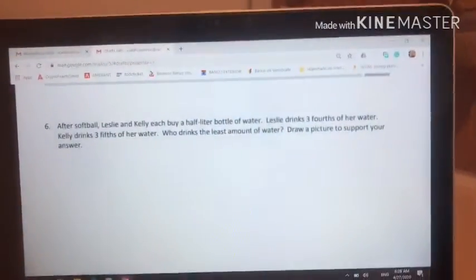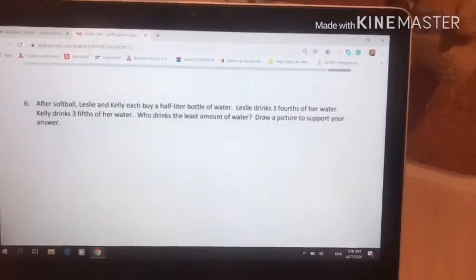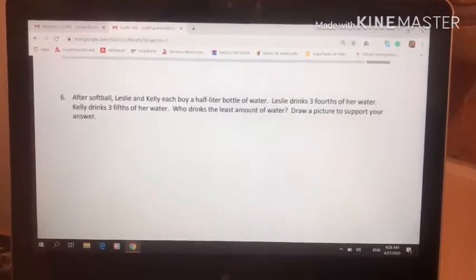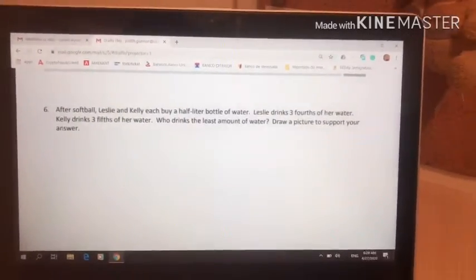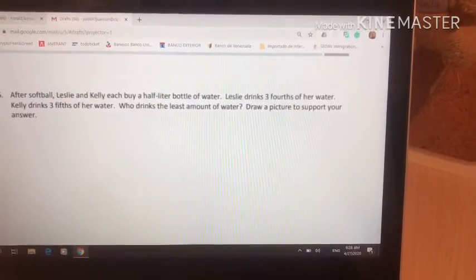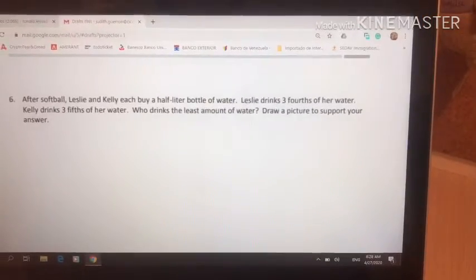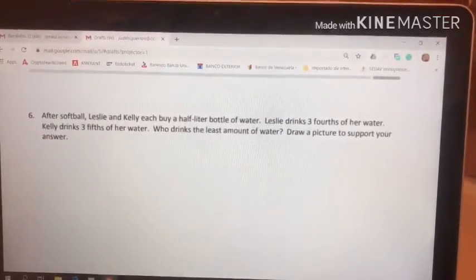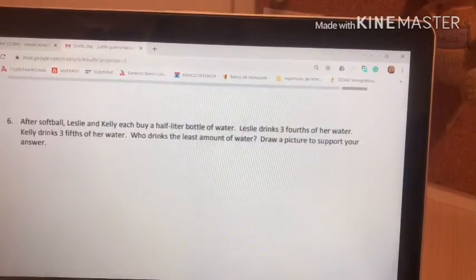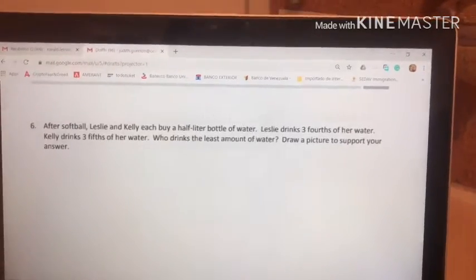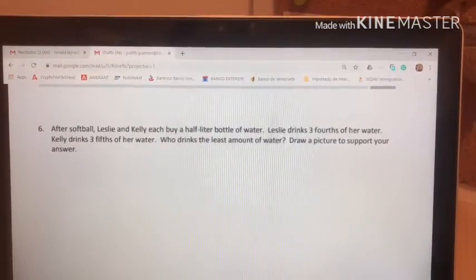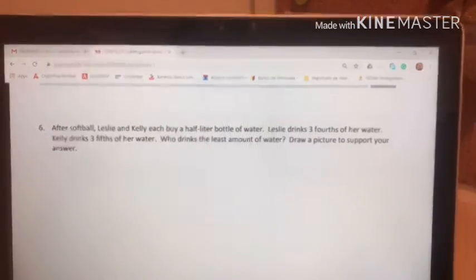The next part of your work for today, you have 3 word problems. The first one, we're going to do together to show you how to solve it. And the other two, you are going to do on your own. Okay, so it says, after softball, Leslie and Kelly, two girls, each buy a half-liter bottle of water. Each one of them bought a bottle of water. Leslie drinks 3/4 of water. Kelly drinks 3/5 of water. Who drinks the least amount of water? Draw a picture to support your answer.